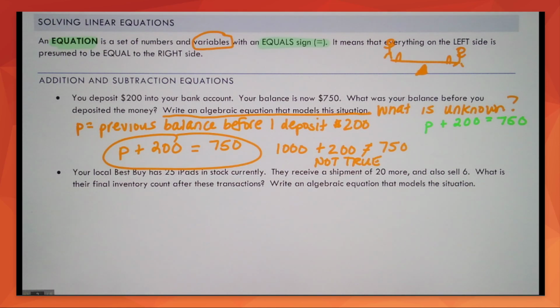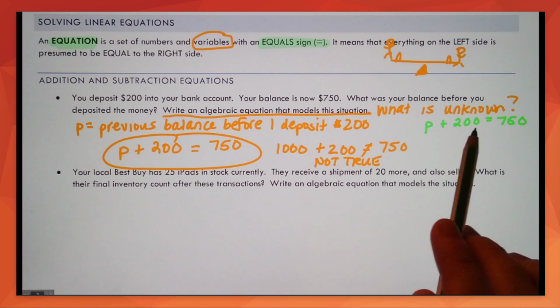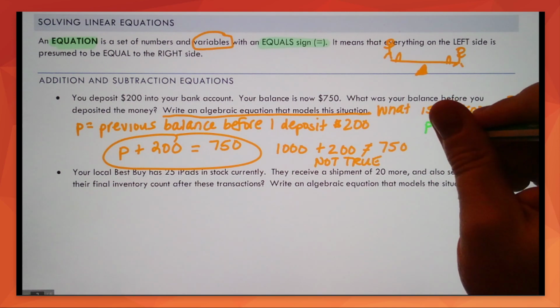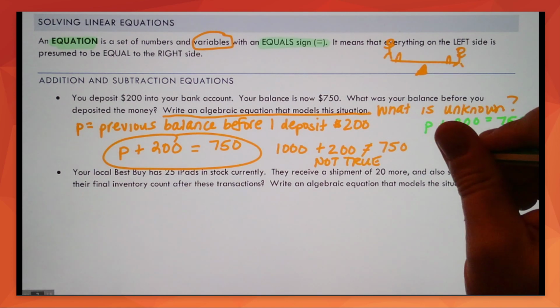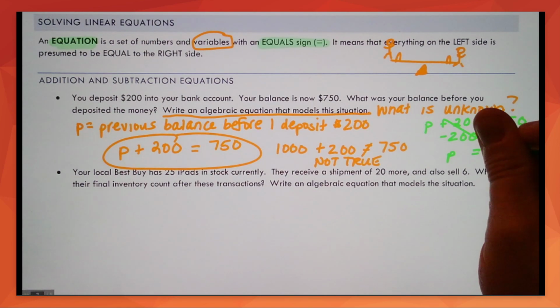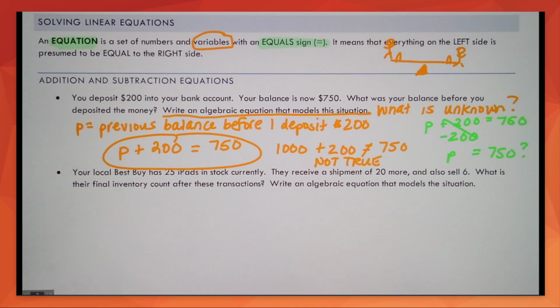So what we can do is get the P by itself by doing the opposite of this operation. Okay? We can take away 200 and P will be alone. Doesn't that make sense? Because if you have plus 200 and you take away 200, you now have 0, and that thing has canceled itself out. It's gone. Okay? But does that still equal 750? Question mark? No, it can't, okay?